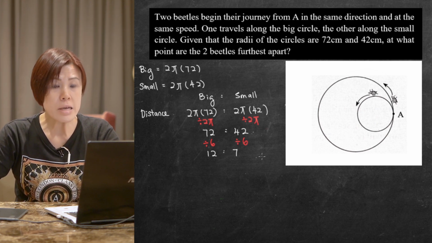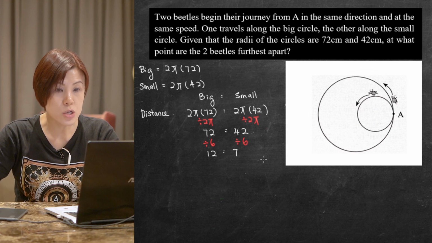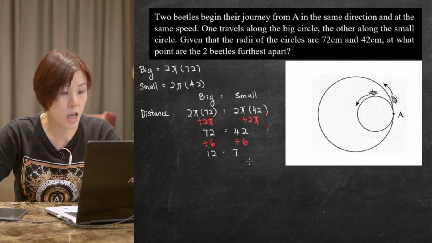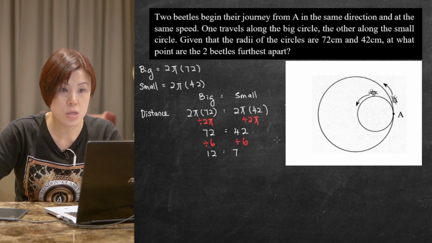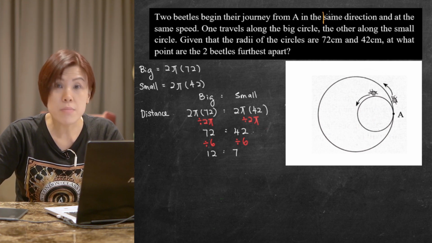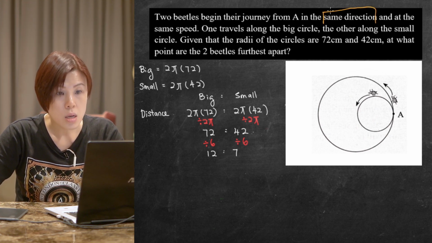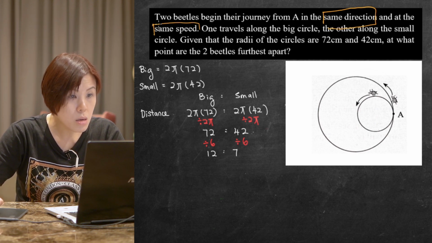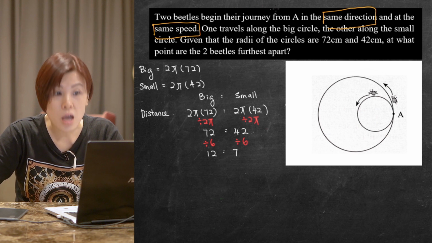The next thing that needs our attention is that the beetles are traveling in the same direction. Let me highlight this in the question: traveling in the same direction, at the same speed, from the same point.